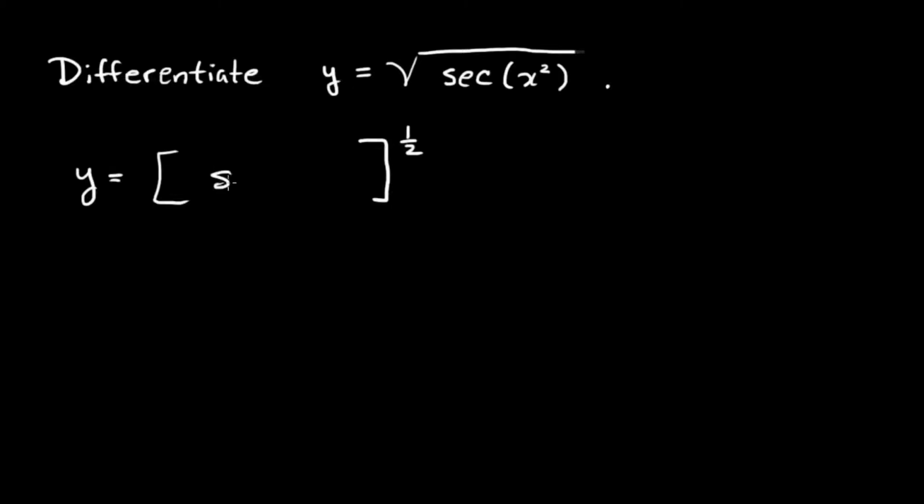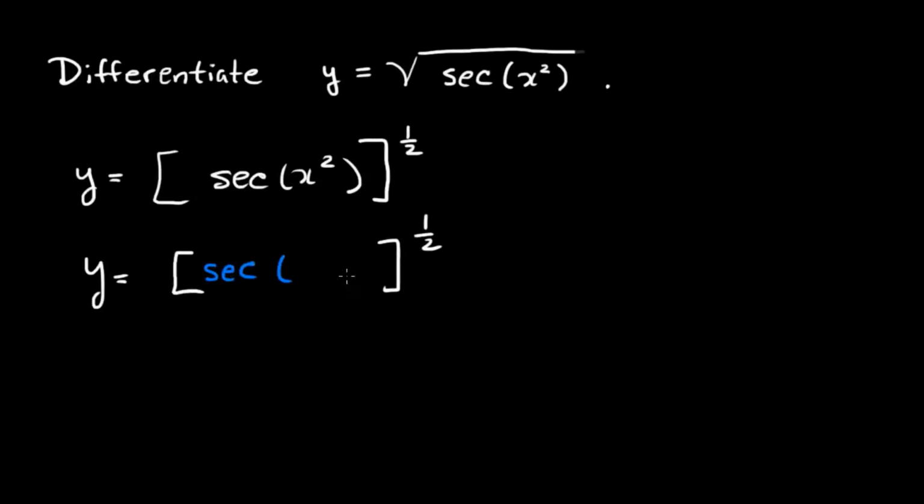And then in here, of course, we have secant of x squared. So our outermost function is our square root, and our innermost function is x squared. And of course, we have our intermediary there, secant x. So maybe we should color code this as well. We'll say y equals, there's my power of a half, my square root, and inside here we have secant. And trapped inside that secant, basic quadratic.